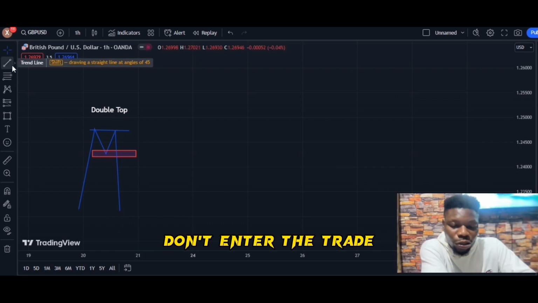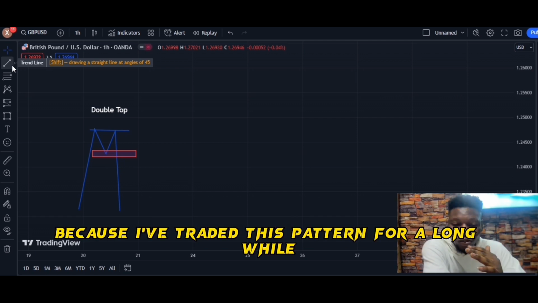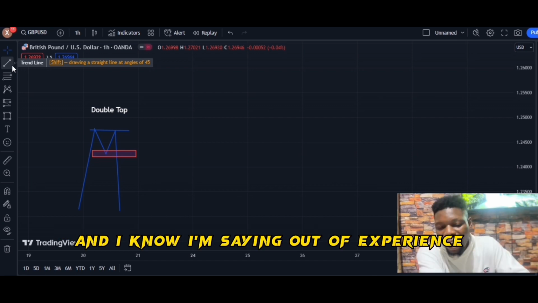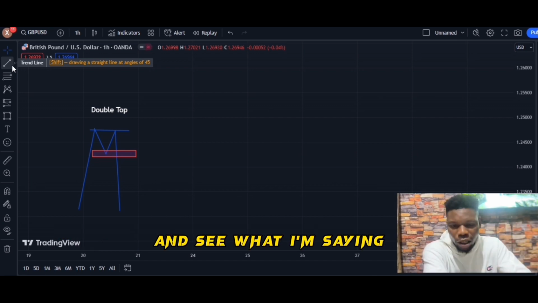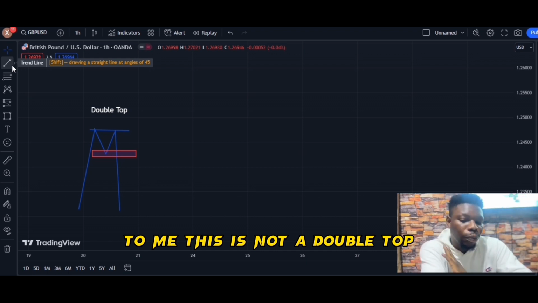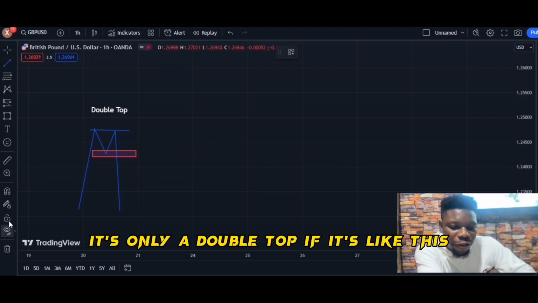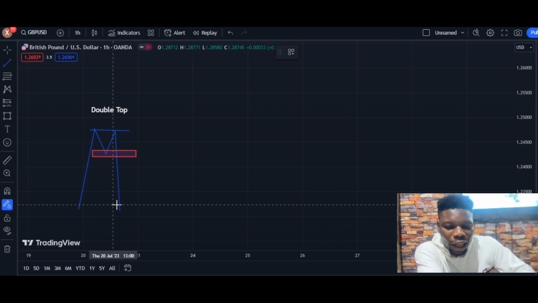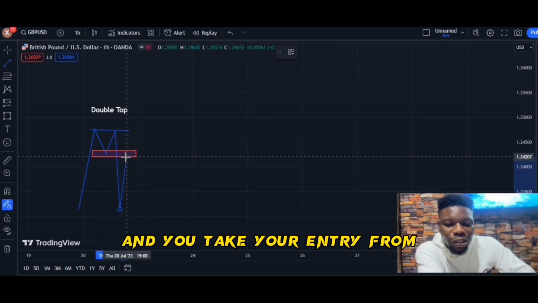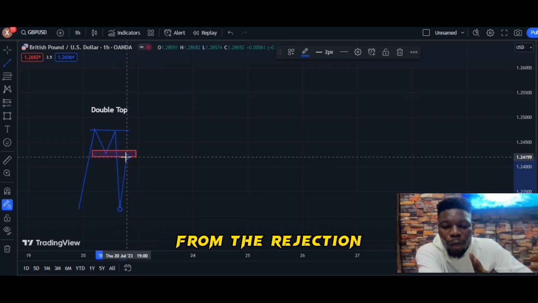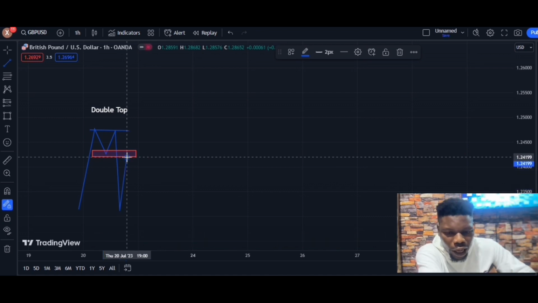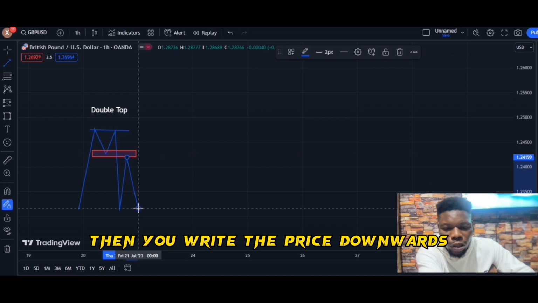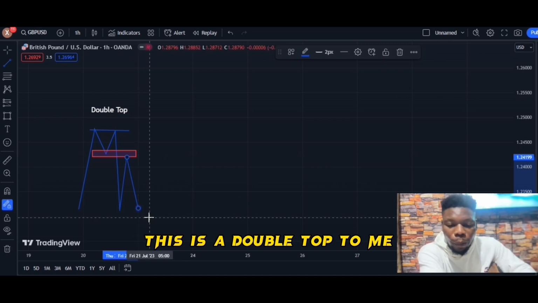Don't enter the trade, because I've traded this pattern for a long while and I know what I'm saying out of experience, and we will still go on the chart and see what I'm saying. To me, this is not a double top. It's only a double top if it's like this: there's a reversal and you take your entry from the rejection. You wait for a rejection, then you take your entry, then you ride the price downwards. This is a double top to me.